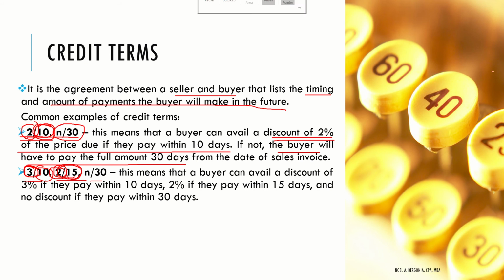Okay? So, dito sa example na to, 3/10, so 10 days yung 3%, 2/15. So, 15 yung 2%. And then, after ng 16th day na, di ba? 16th day, wala na pong discount. Pero, pwede po magbayad si customer up to 30 days kasi nakalagay po dito N over 30. Okay? So, any question?